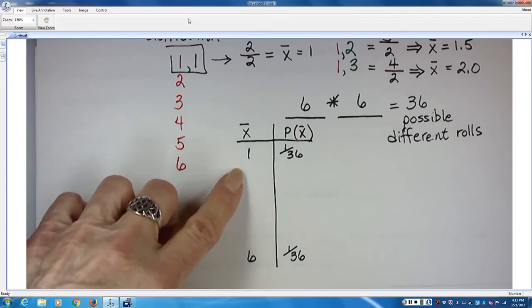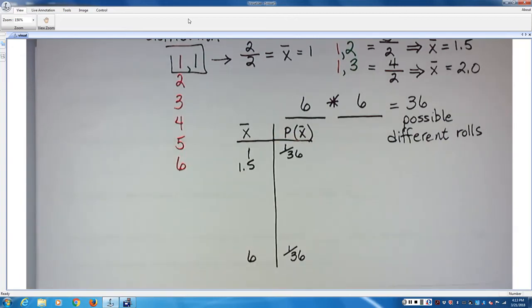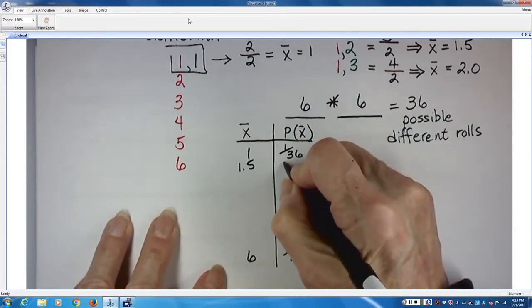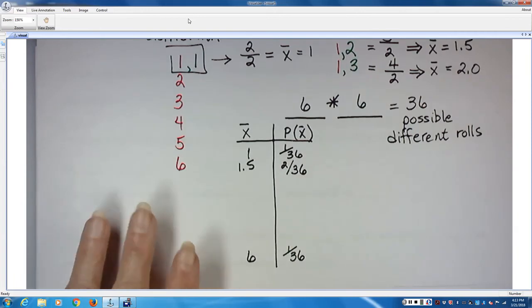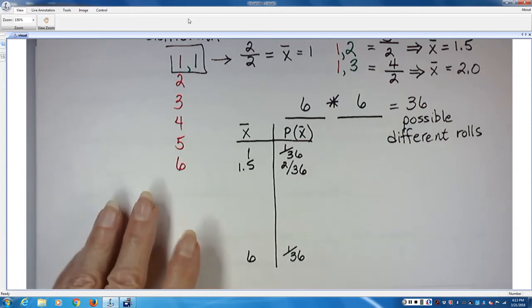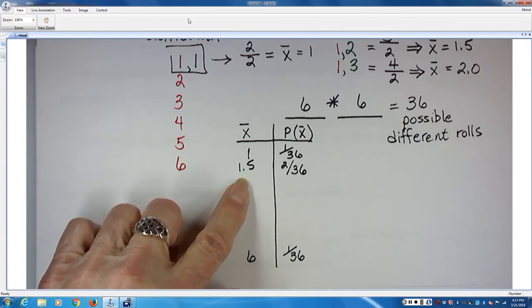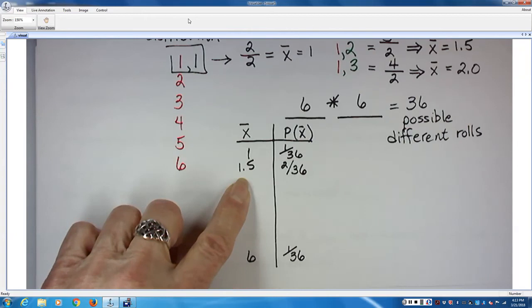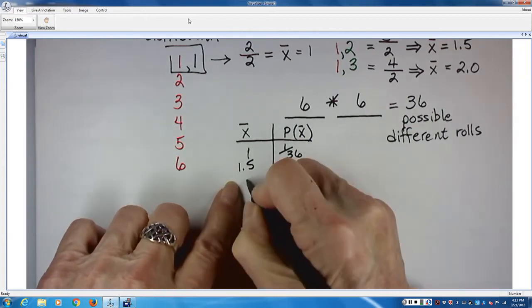There's actually 2 ways to get a 1.5 mean. Because I can roll a 3 and a 1, or I can roll a 1 and a 3. So there's 2 different ways. That makes it 2 out of 36. I think I said a 3, I meant a 2. 1 and a 2 and a 2 and a 1. If I roll a 1 and a 3 or a 3 and a 1, my mean is going to be 2 because that's a sum of 4. But I can also get that one more way. I can also get that if I roll a pair of 2s. 2 plus 2 is 4 divided by 2. So there's actually 3 ways to get a mean of 2.